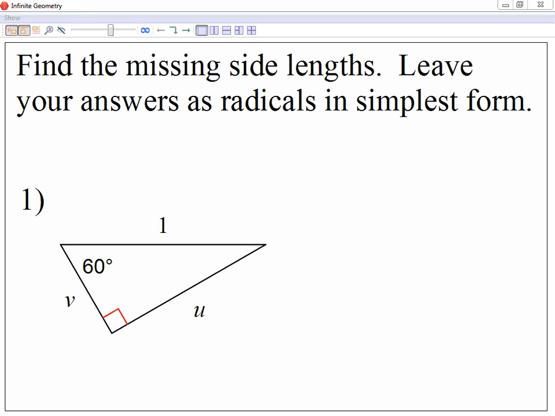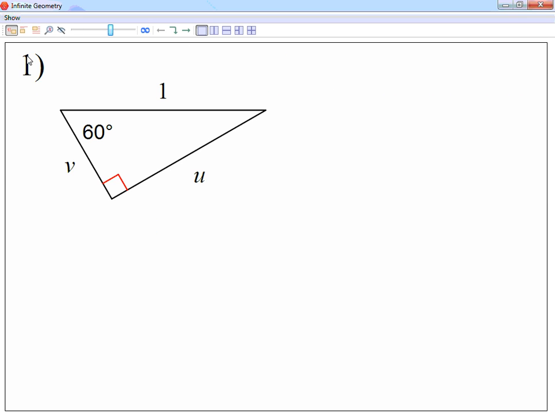Let's take a look at a couple of examples. So we're going to understand this better. Find the missing side lengths. Do notice how I'm asking for lengths in plural. There's 2 answers. On the quiz from last week, some of you only gave me 1 answer, so you missed half a point. So make sure you have 2 answers. That's why I have plural. Leave your answers as radicals in simplest form. So let me take the instructions out for the space.